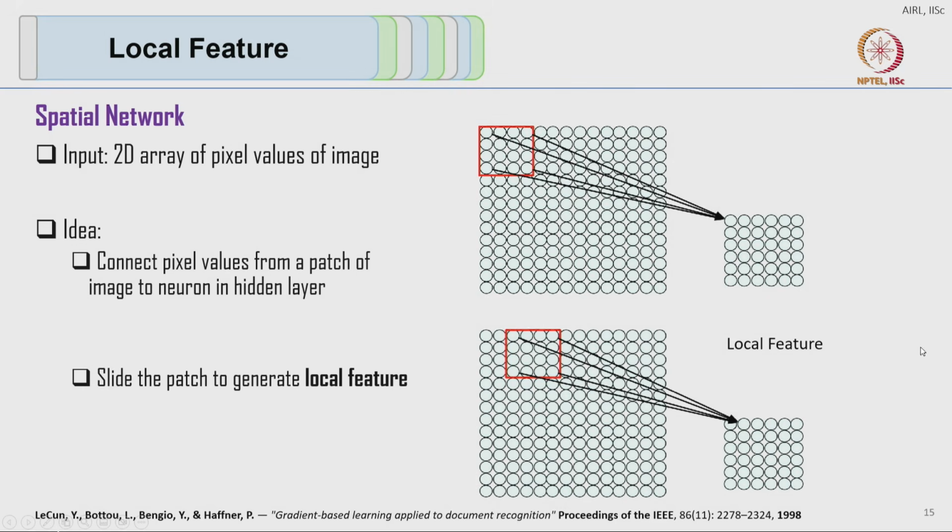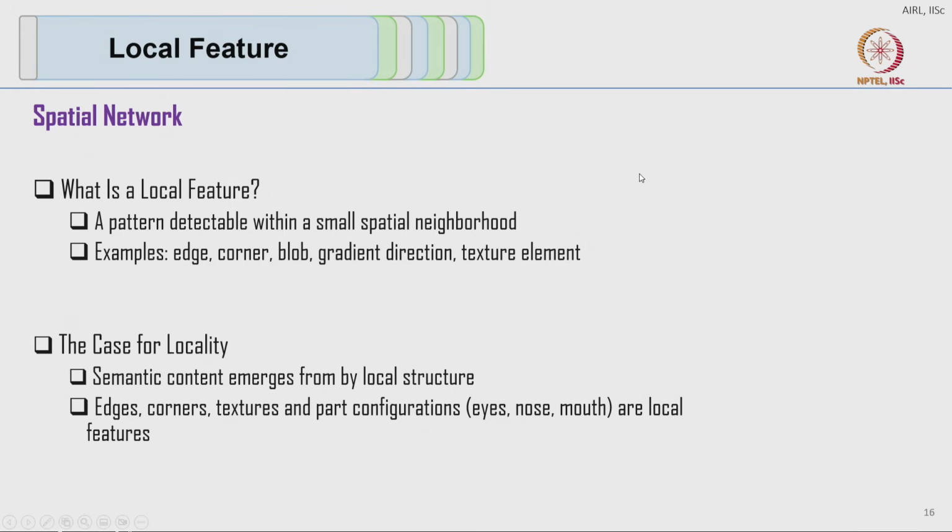So the idea is to connect pixels from a patch to a neuron in the second layer, and slide the patch to generate more local features. Now I keep saying local feature, local feature. What do you mean by local feature? It is a pattern detectable within the spatial neighborhood. Within the patch, can you detect a pattern?